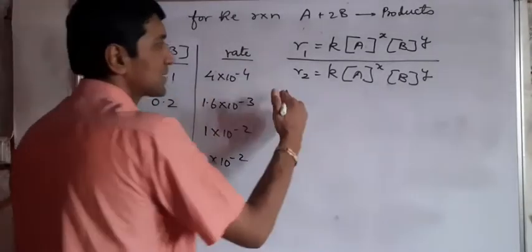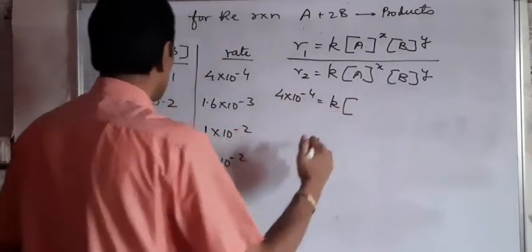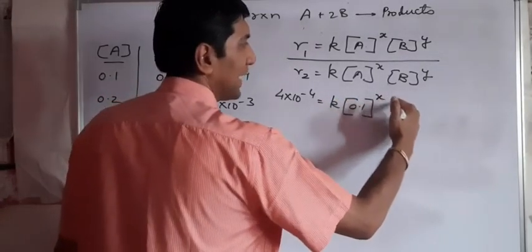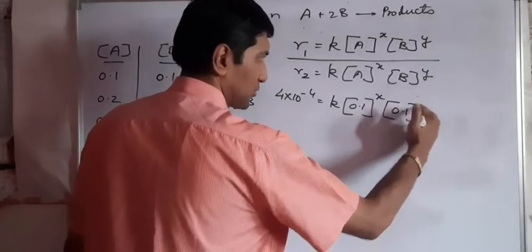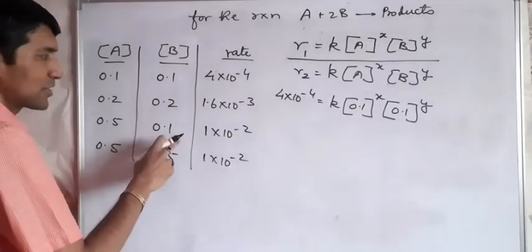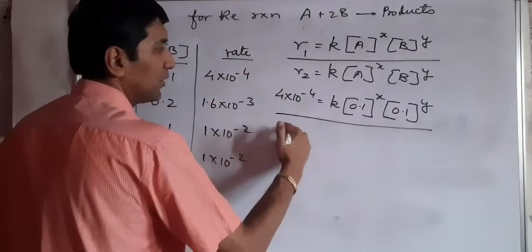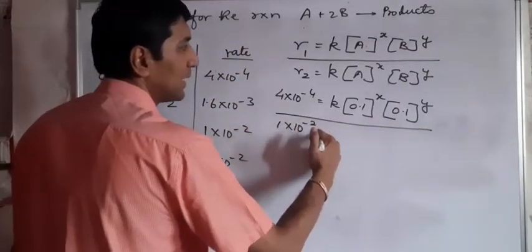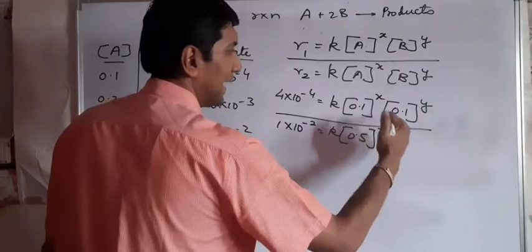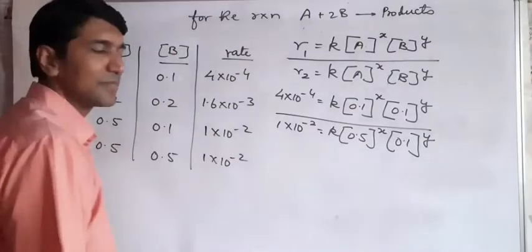Now we'll be placing the values. So the rate for the first case, 4 into 10 raised to power minus 4, is equal to K, concentration of A is 0.1, so 0.1 raised to power X, then 0.1 raised to power Y. This is for this case. Now since we are taking the B concentration common, we will take the third value. So the third value is 1 into 10 raised to power minus 2 is equal to K, again 0.5 raised to power X and 0.1 raised to power Y. Anyway, we have to calculate the order.